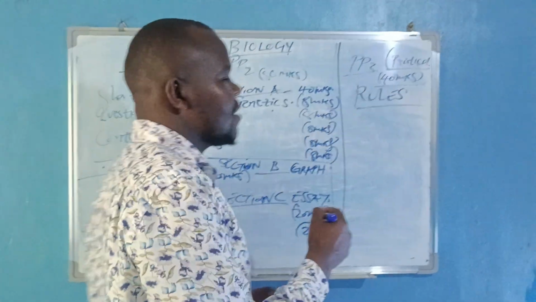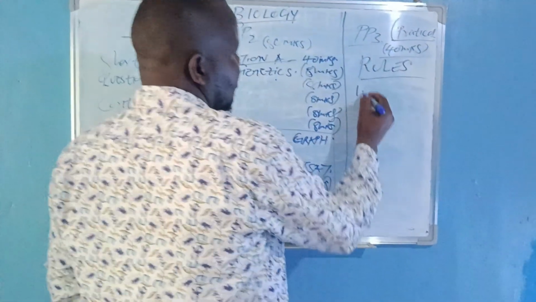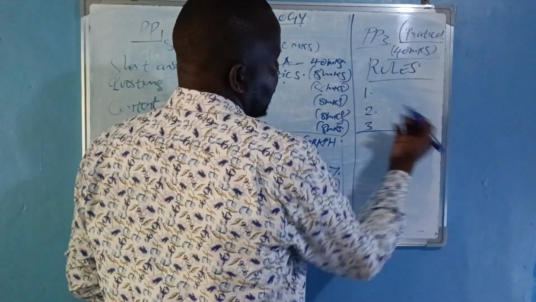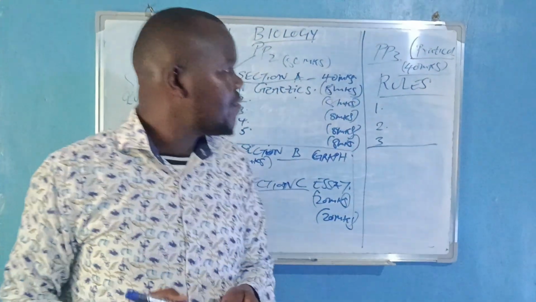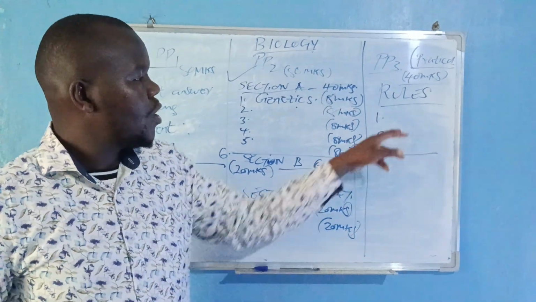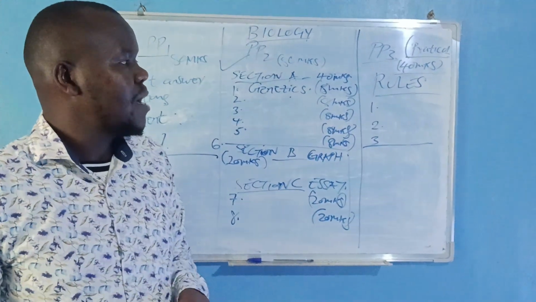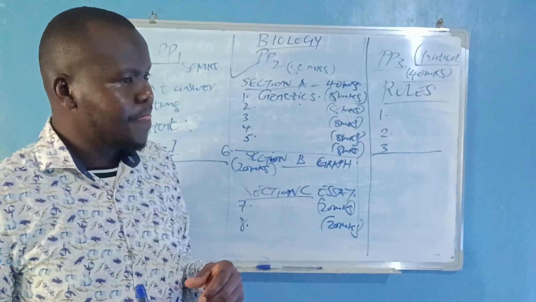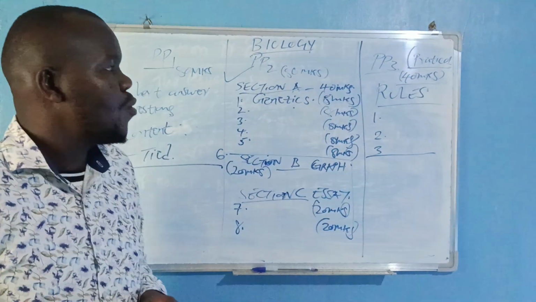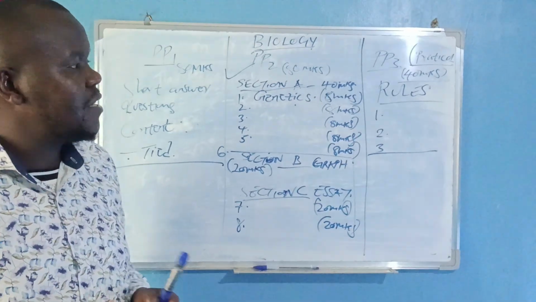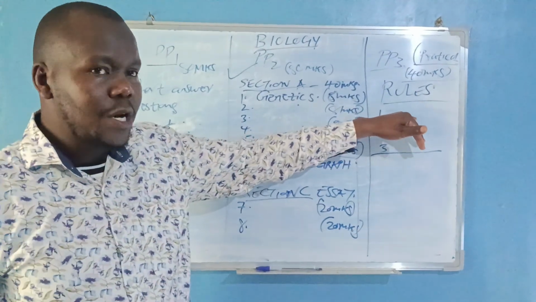And in this paper, we just have 3 questions. And these 3 questions are the ones that give us 40 marks. One of the questions will be a workable one. You have to do it. For example, if it's a food test, especially the food test, or number 2, we have osmosis, we have diffusion. Those are the ones that you will do in the lab.